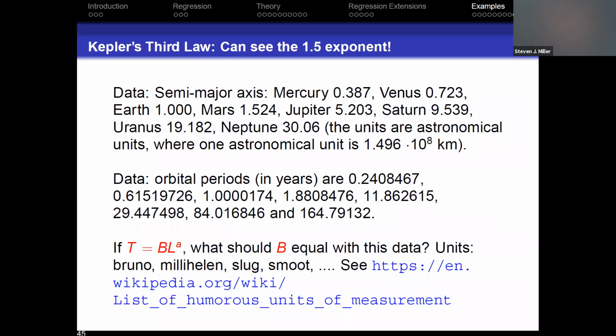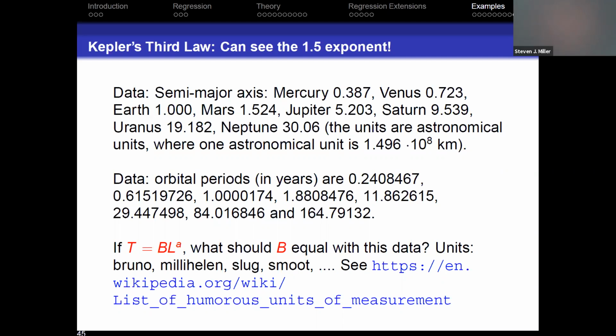So how could we discover this? Well, here's a bunch of data. Here are the semi-major axes of the various planets: Mercury, Venus, Earth, Mars, Jupiter, Saturn, Uranus, and Neptune. I will sadly accede to the new convention that Pluto is not to be considered a planet, but for the purposes of this analysis, you could absolutely use that data. And then we have the data in orbital periods in years: 0.24, 0.61, 1.00, 1.88, and so on. Now, we believe T equals b times L to the a. We want to figure out what a and b are. If you look at this data, you should actually be able to figure out approximately what b is.